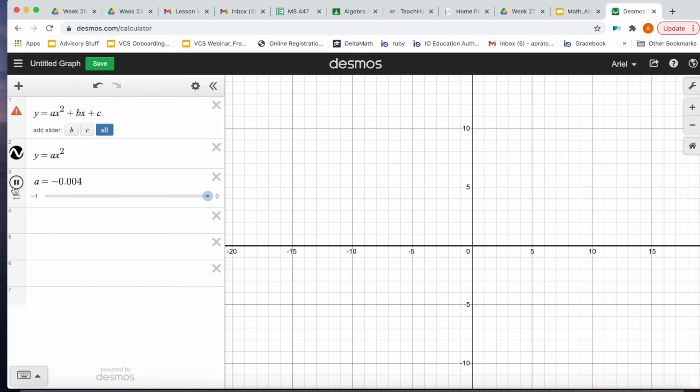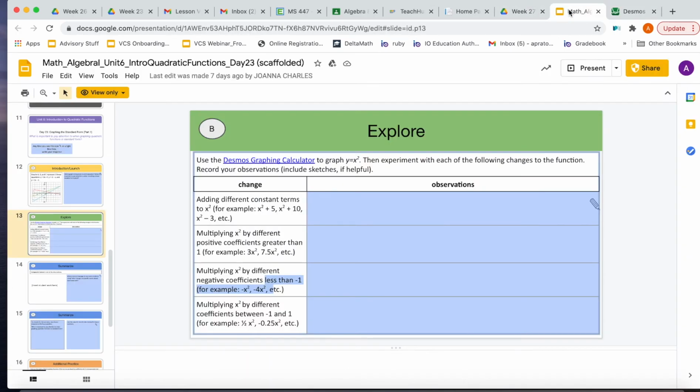Let's watch it. So as we get closer to -1, it looks like it's getting skinnier, and then it's getting much and much more wider. Okay, great. And so now you can take a moment and you can jot down those observations here.